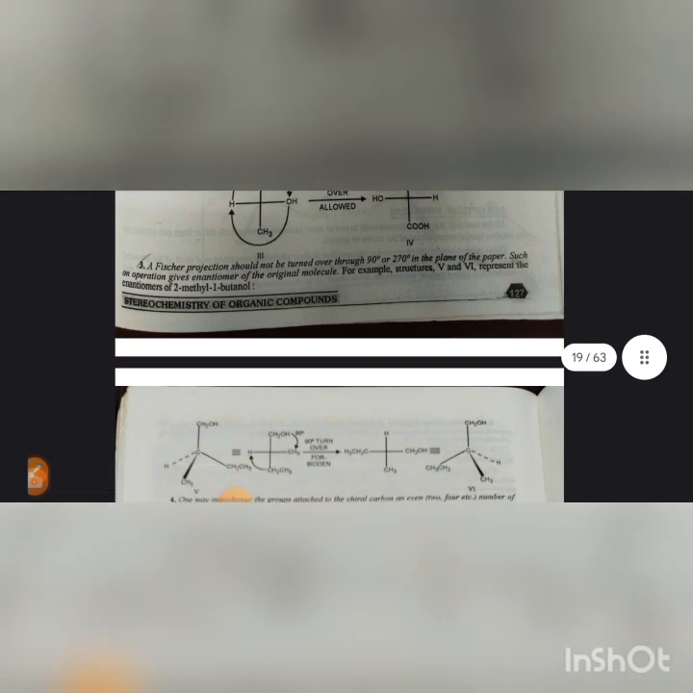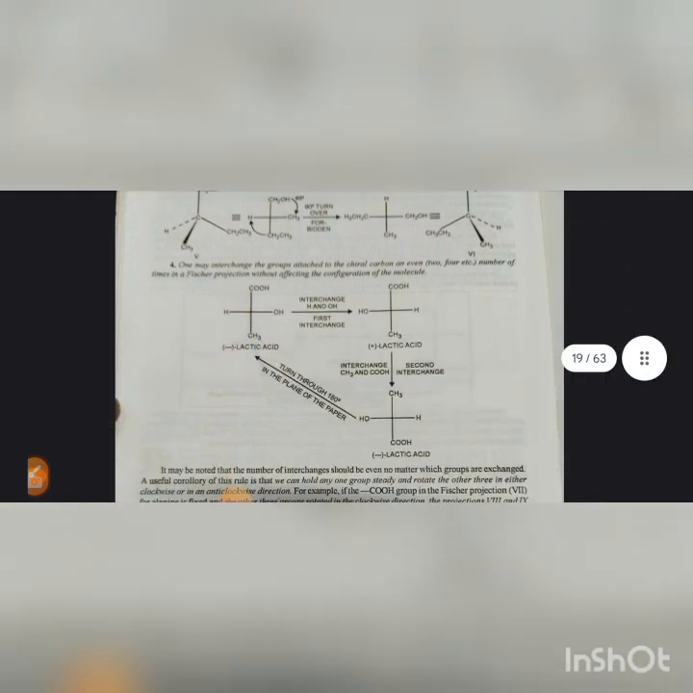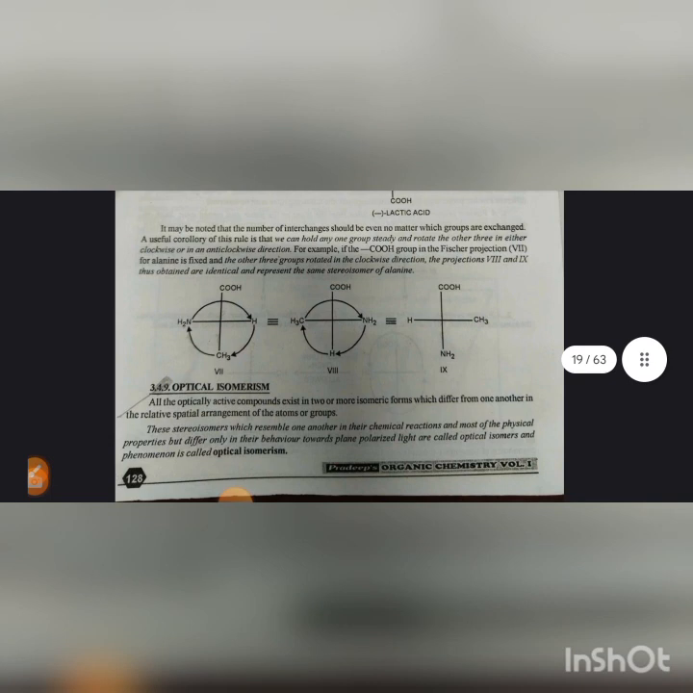Third, a Fischer projection should not be turned through 90 degrees or 270 degrees in the plane of the paper. Such an operation gives the enantiomer of the original molecule. Fourth, one may interchange the groups attached to the chiral carbon an even number of times in a Fischer projection without affecting the configuration of the molecule. It may be noted that the number of interchanges should be even no matter which groups are exchanged.